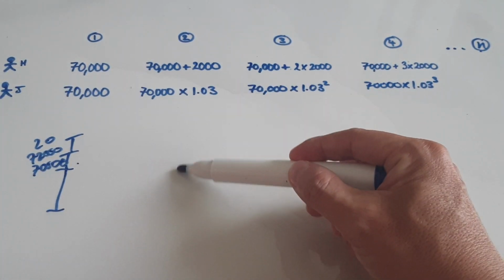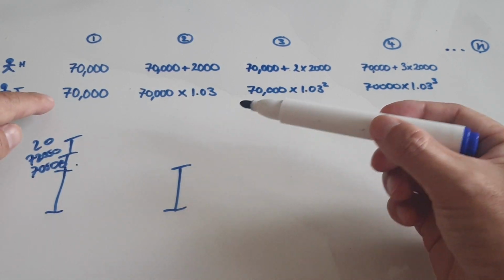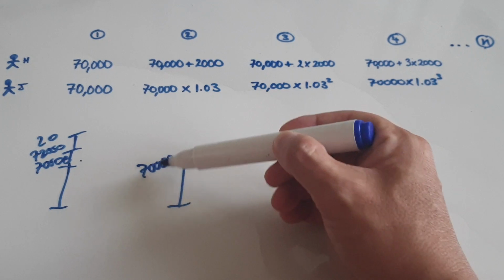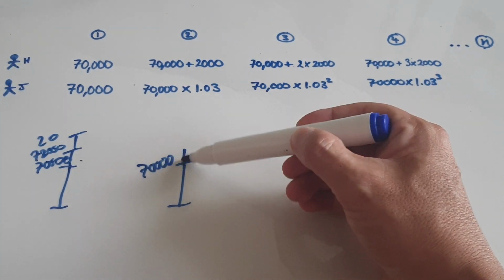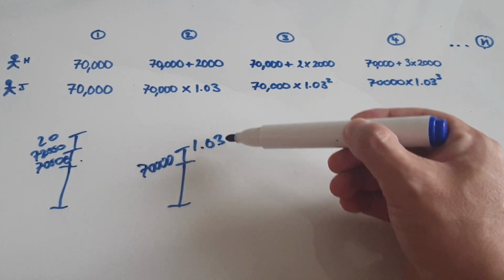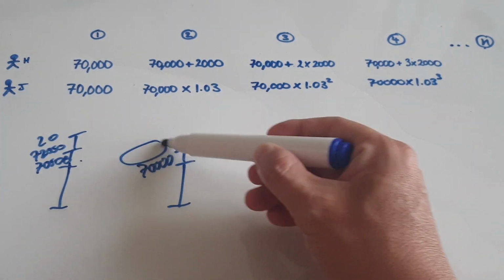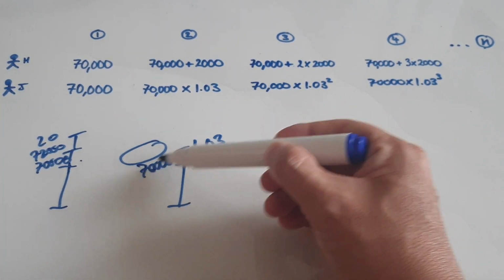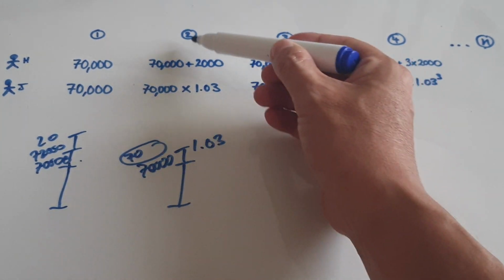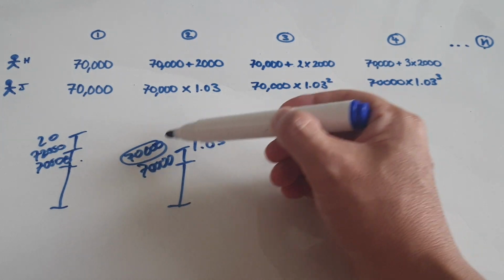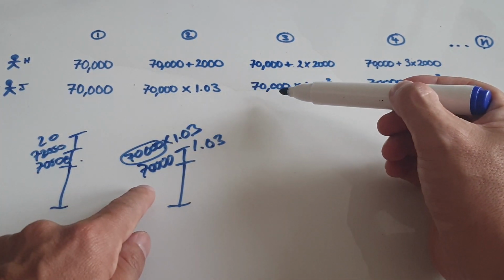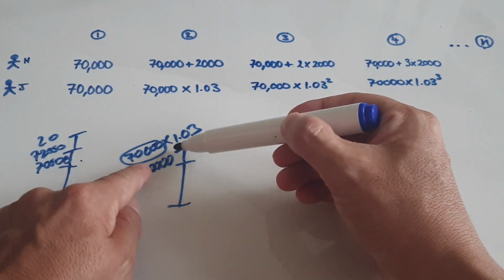Jane here gets a salary increase of, let's say, 3% each year. So she starts at 70,000, and then the next year her salary would be a 3% increase. Now I'm expecting you to know a 3% increase is simply this times this. I'm expecting you to know that. So her salary in year 2 would be 70,000 times 1.03.